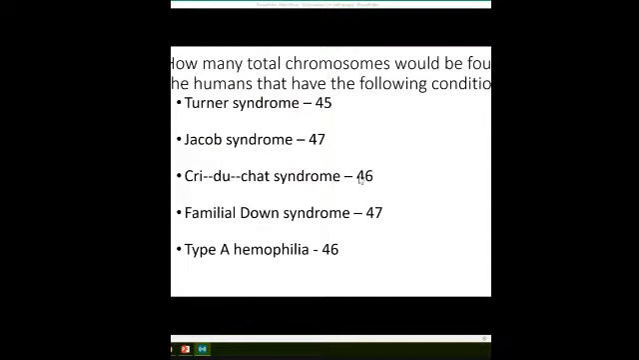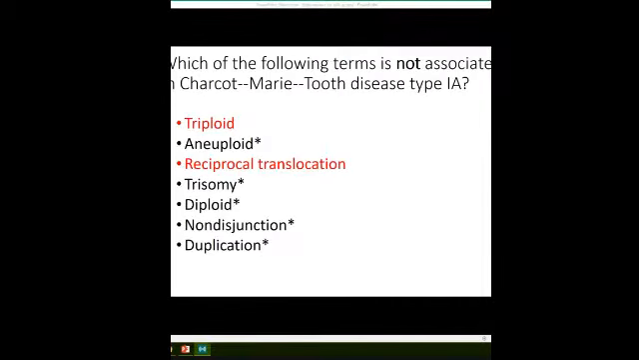Cri-du-chat syndrome, as stated in question 2, that's just a deletion, so you've got the one missing there, and then familial Down syndrome, looks like you're adding 1. And then type A hemophilia is just an inversion. So there's those 2 there for A.